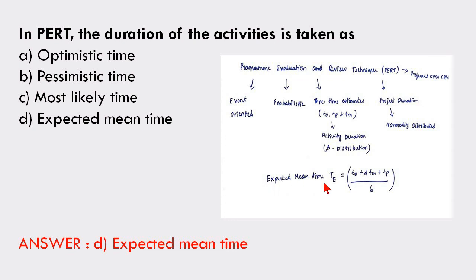Okay. So, by using these 3 time estimates, we will calculate the expected mean time for calculating the normal deviation and finding the probability, right? So, in PERT, the duration of activities is taken as expected mean time in terms of optimistic, pessimistic and most likely time.